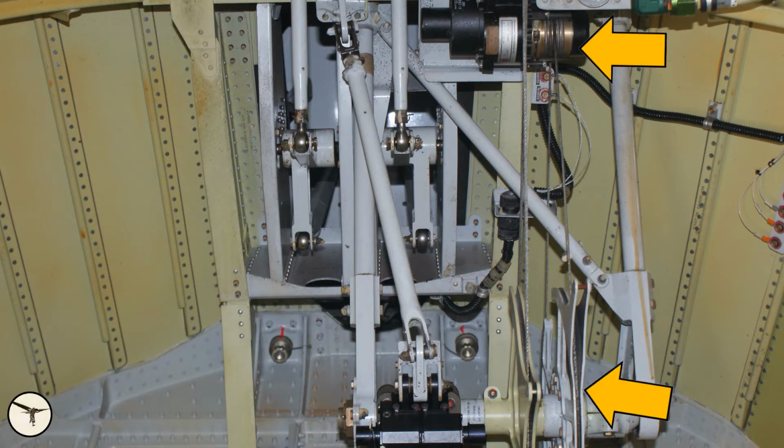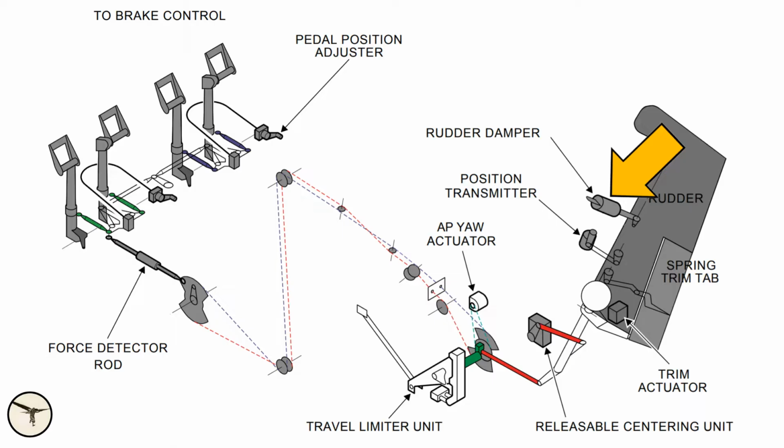A third bell crank is attached to the autopilot yaw actuator. A rudder damper prevents damage to the rudder in case of gusty winds when the aircraft is on the ground. It also prevents snappy movements of the rudder on ground and in flight.